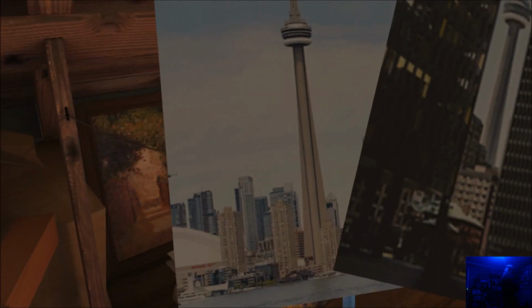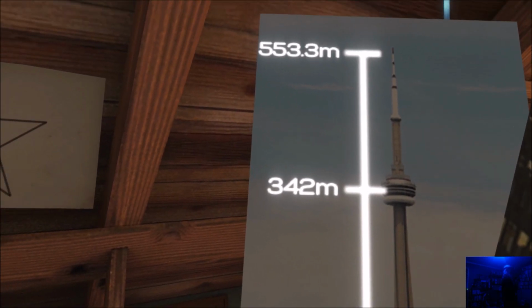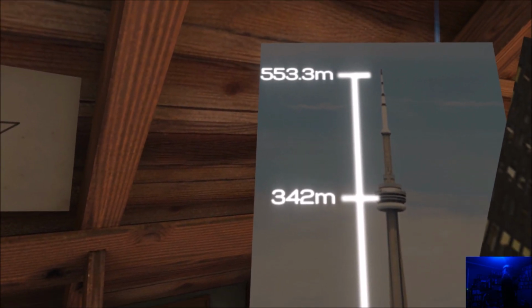The golden ratio appears in the CN Tower in Toronto, standing at 553.3 meters tall. The observation deck is at 342 meters, making a golden ratio.